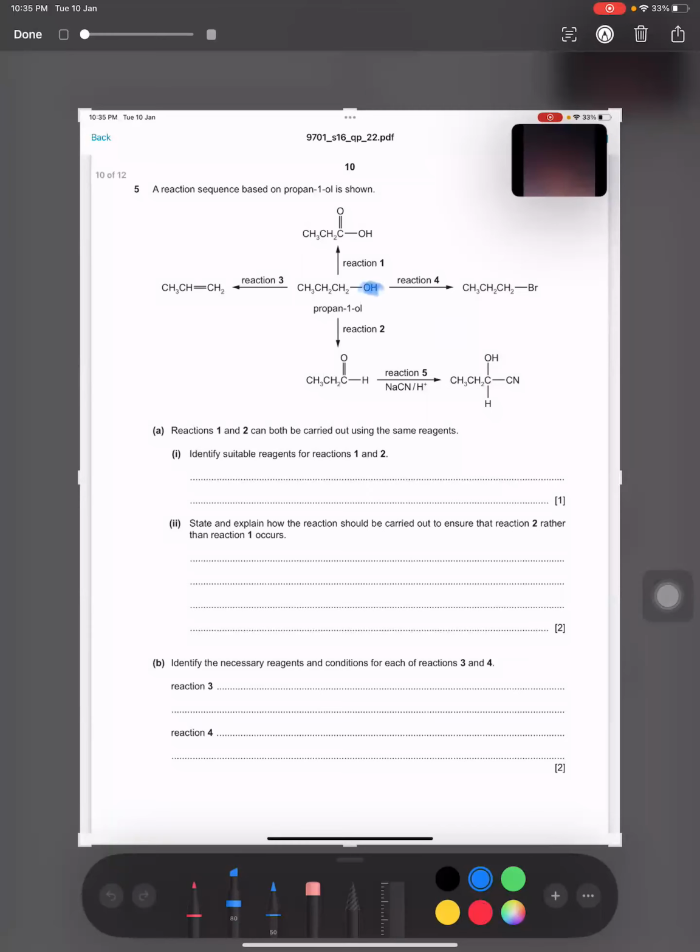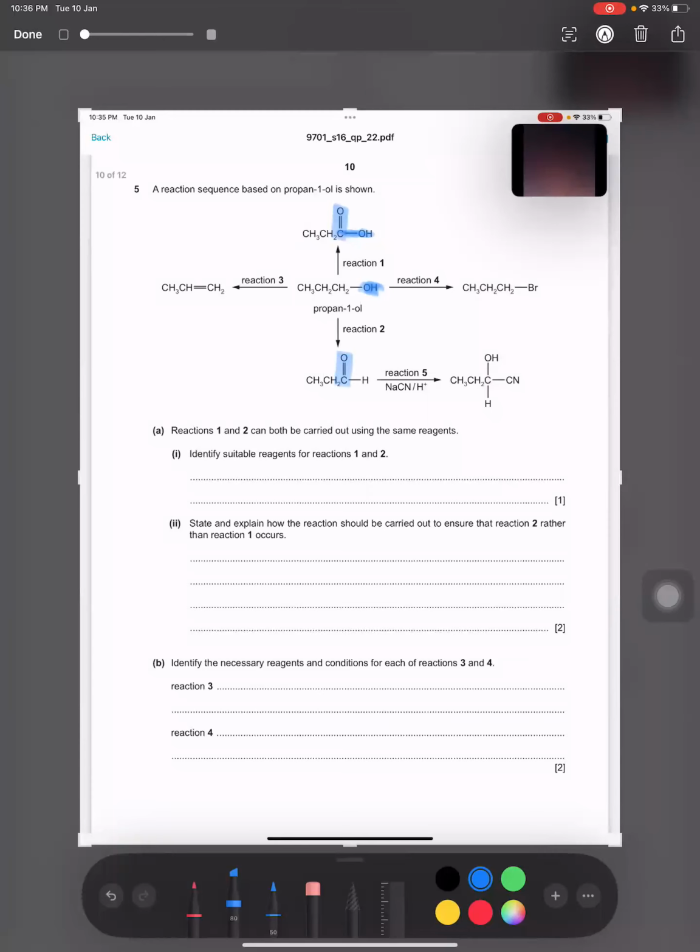This is what? This is an alcohol because it has a hydroxyl functional group. And reaction 1 is showing that alcohol is converting into carboxylic acid. And we know that this is oxidation. So when we talk about oxidation, we should use acidified potassium manganate or acidified potassium dichromate, right? If you talk about reaction number 2, this is actually a carboxylic acid, and now alcohol is actually changing into aldehyde, right? So again, the same thing, oxidation. And for the oxidation, we should use what?